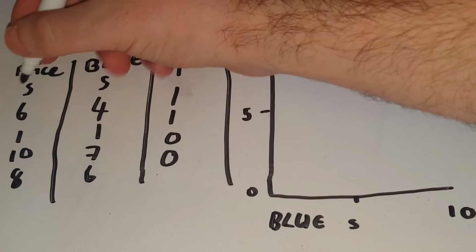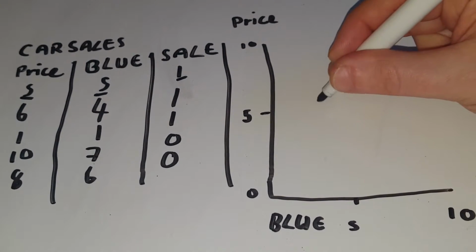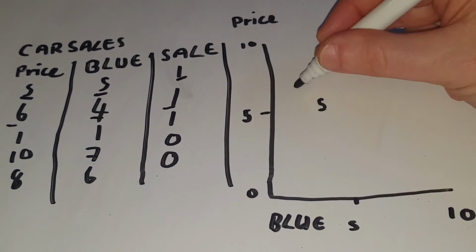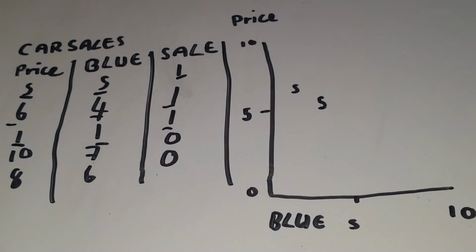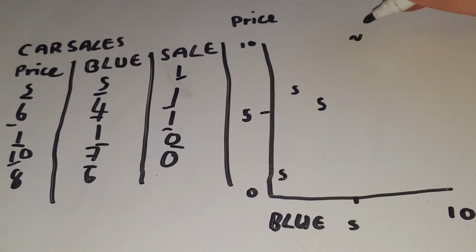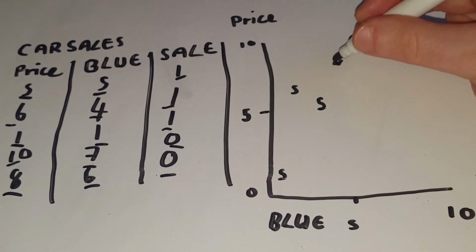So the first instance has a price of 5 and a blueness of 5, and it's sold, so it goes here on my graph at location 5, 5. And I'll mark it as an S. I'll do the same for 6, 4 and 1, 1. On the other hand, we can see sale of 0 for 10, 7 and 8, 6, which means they didn't sell. So how does this help us in our car dealership?